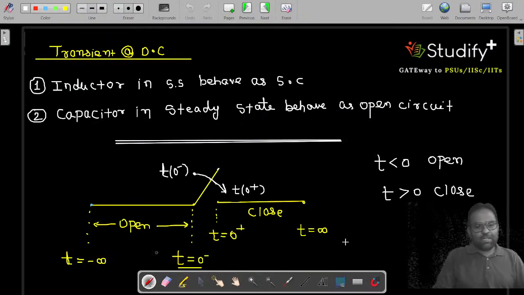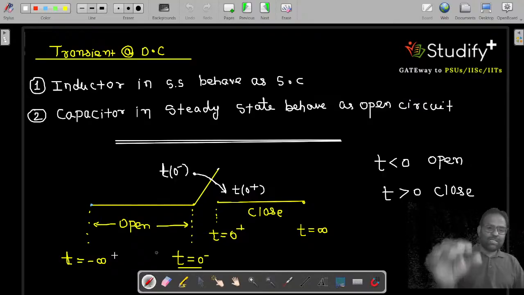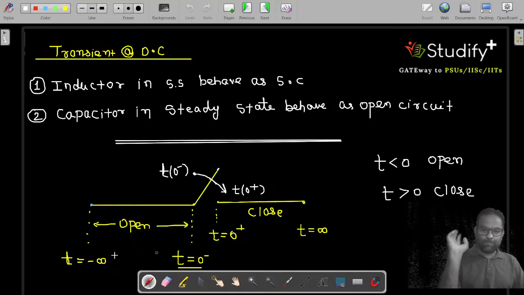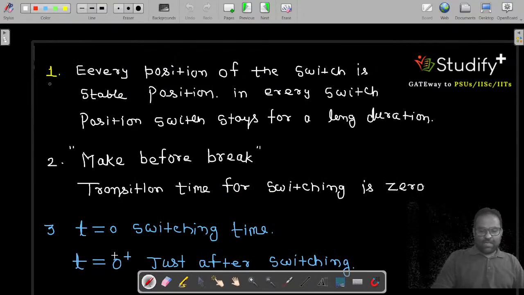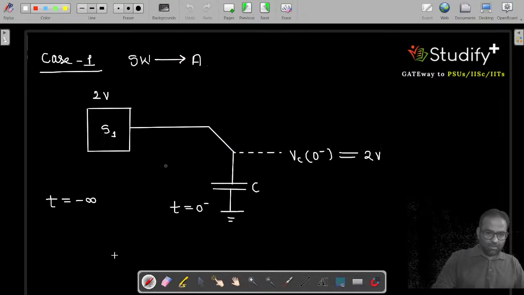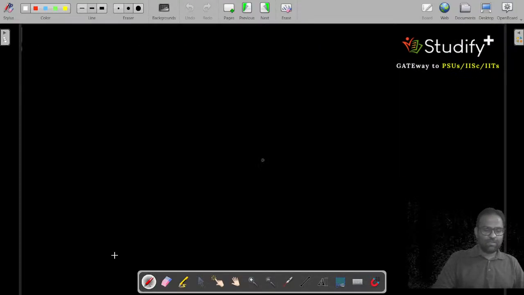So I hope you have understood all the conditions: t equal to minus infinity, t equal to 0 minus, t equal to 0 plus. So you can copy the voltage across a capacitor and the current through an inductor from t equal to 0 minus to t equal to 0 plus. Fine. When we solve a few questions, you will be able to understand it more. Okay, this is the condition.